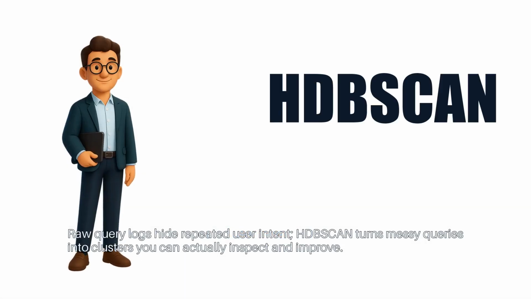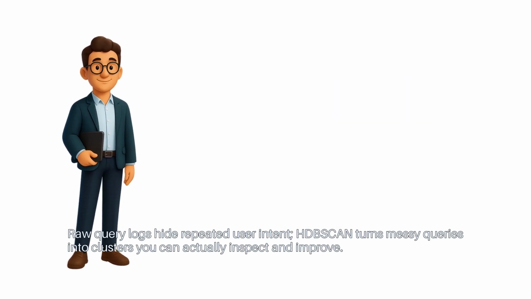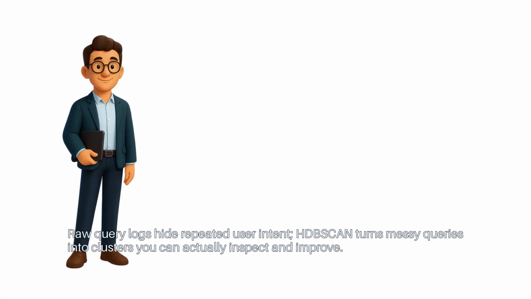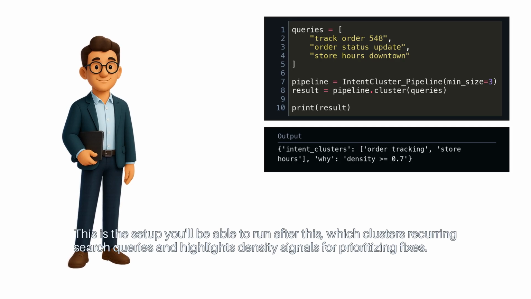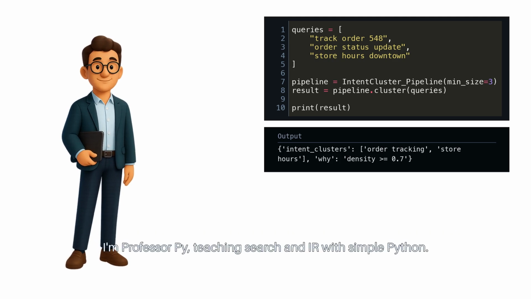Raw query logs hide repeated user intent. HDBSCAN turns messy queries into clusters you can actually inspect and improve. This is the setup you'll be able to run after this, which clusters recurring search queries and highlights density signals for prioritizing fixes. I'm Professor Pi, teaching search and IR with simple Python.